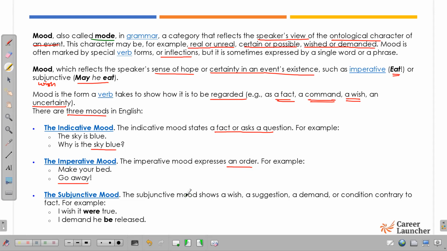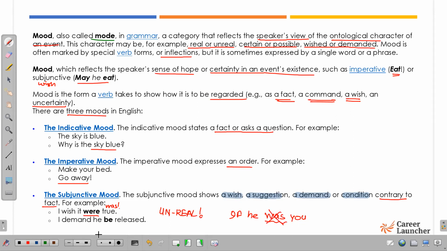What is subjunctive? Subjunctive mood shows a wish, a suggestion, a demand, a condition contrary to the fact. And this is where it is very, very interesting. It always talks about things that are not real. And how do we mark them? We mark them by plurals. I wish it were true. We will not say I wish it was true. That's the reason why we will never say if he was you, because he can never be you. So this is a wrong usage.